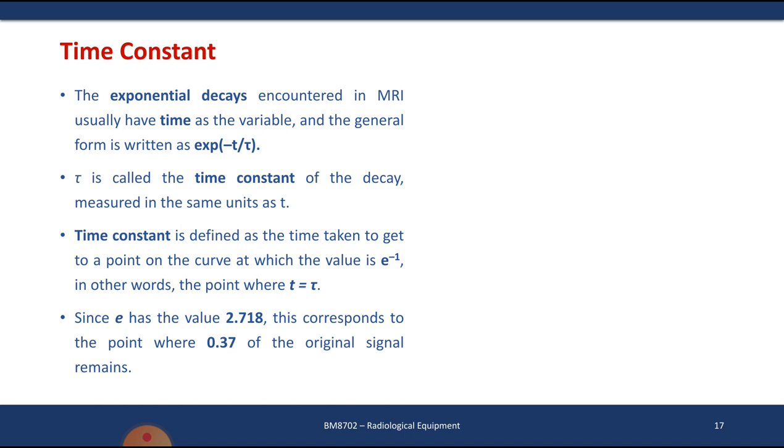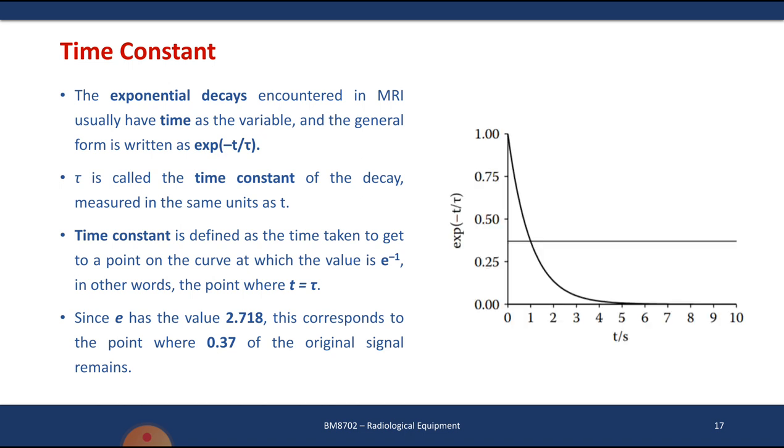e has a value of 2.7, and when t is equal to tau, that point is usually 0.37 of the original signal. If you look at the figure, you have your x-axis as time in seconds and y-axis as exponential of minus t by tau, and you can see there is an exponential decaying function and there is a straight line. This straight line is your 0.37. At this point your time constant will be equal to your original signal time, that is t is equal to tau.